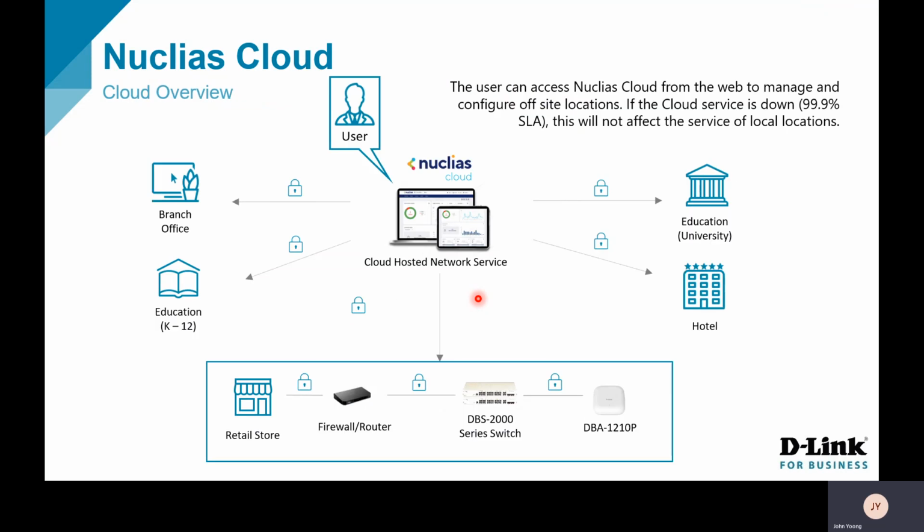So for Nuclias Cloud, we will be able to manage all the project sites very, very easily, and we ensure that we have 99.9% SLA. But in case our cloud service is down, all the services, for example the AP and switch, will still carry on working. Don't need to worry.